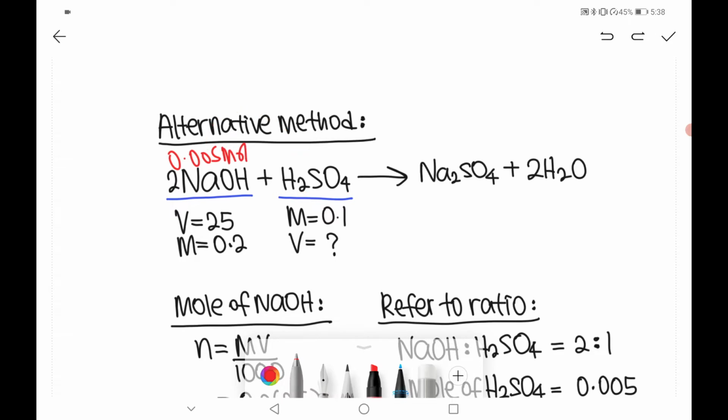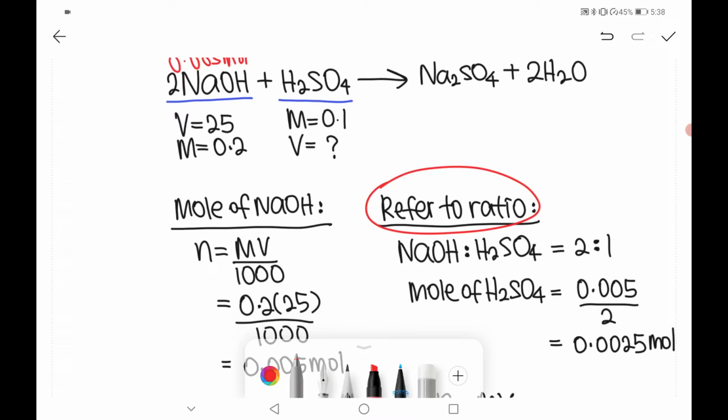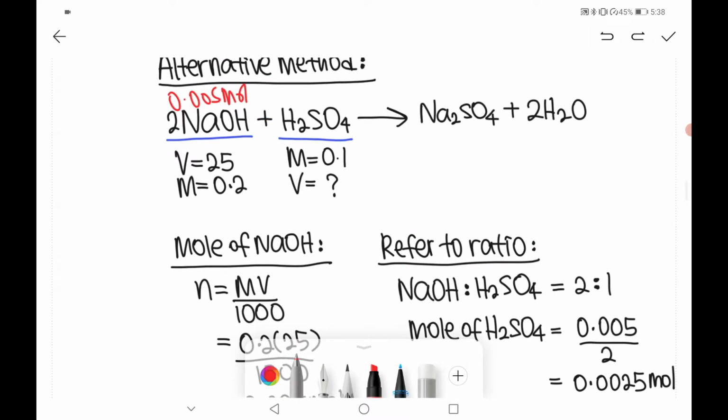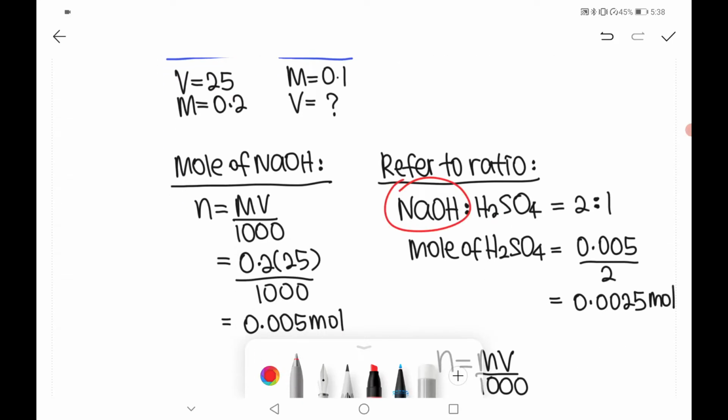We can find the mole of acid. When you know the mole of one substance, you can find the mole of another substance by using ratio. So what is the ratio here? Sodium hydroxide and the sulfuric acid, the ratio, look at the number in front. This is 2. And this one, no number, is 1, 2 to 1. See? So you can write this. Sodium hydroxide and sulfuric acid, the ratio is 2 to 1.